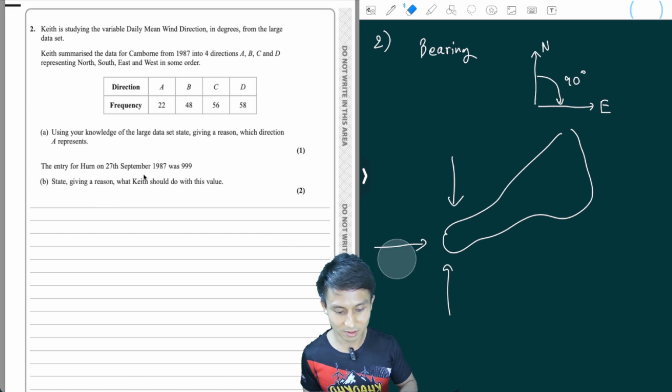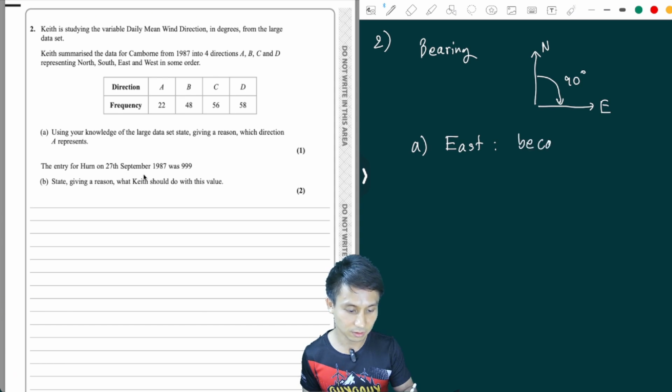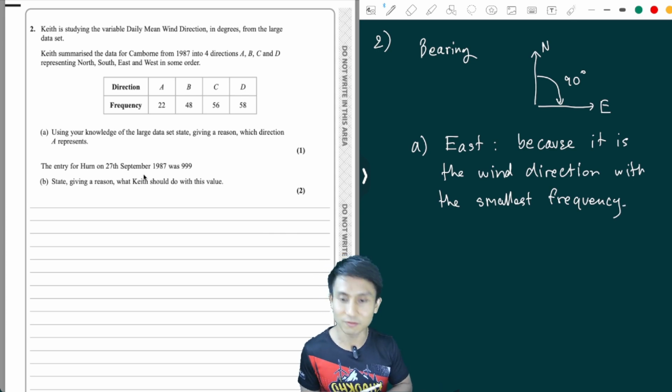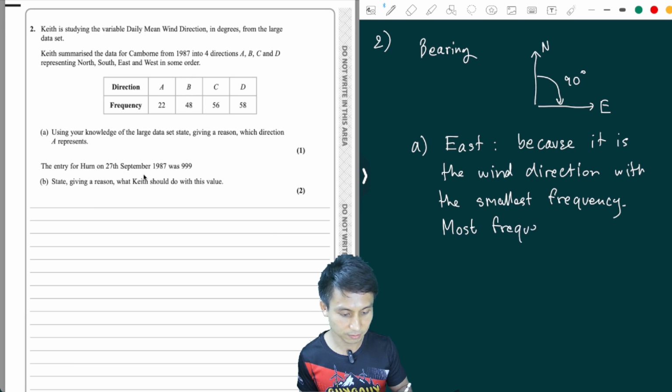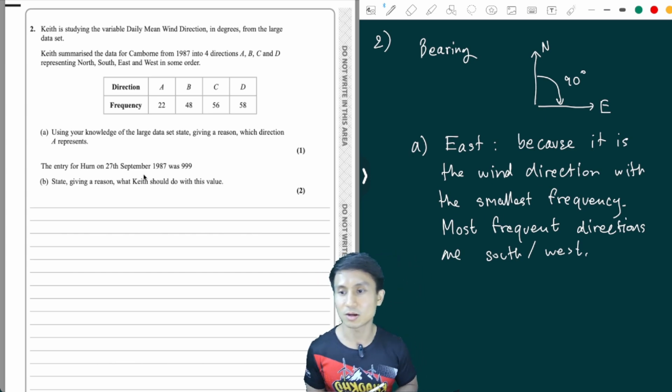So we are answering question A here, that it will be east because we can say that it is the wind direction with the smallest frequency. And I'm just going to add some information here. Most frequent directions are south or west, right? Because that's the western city. Okay, and that's done for A.